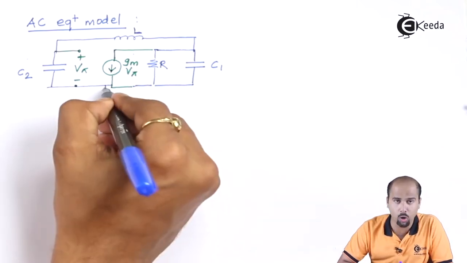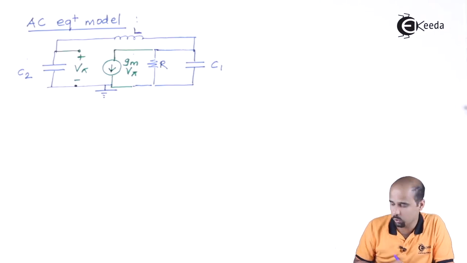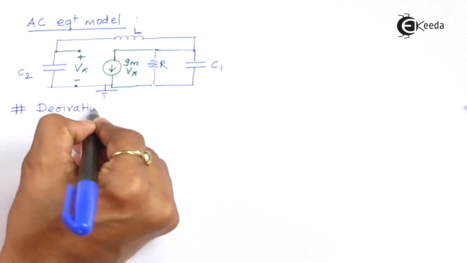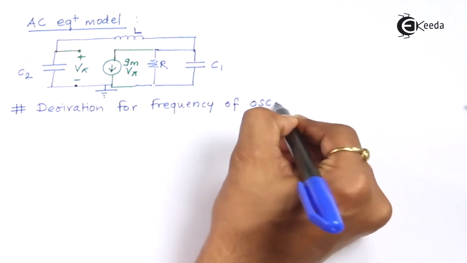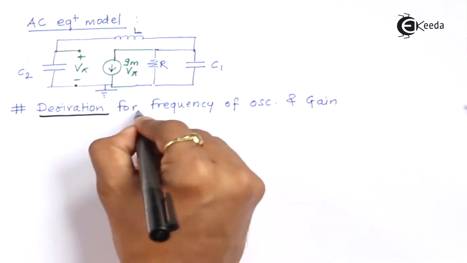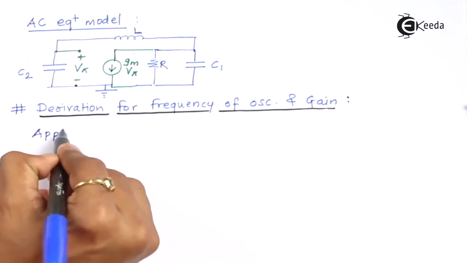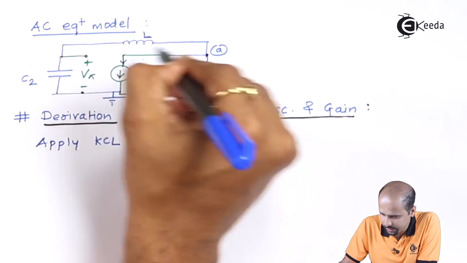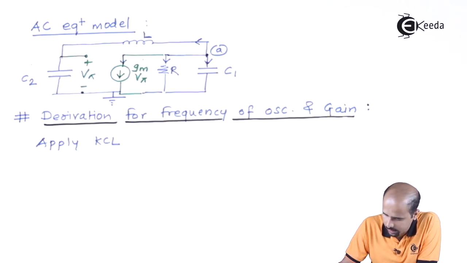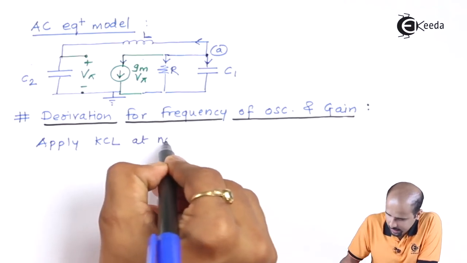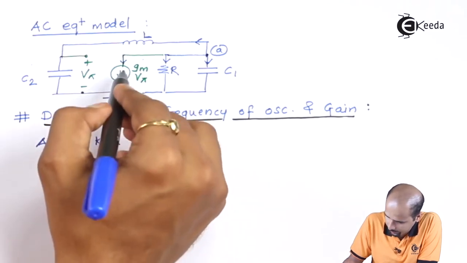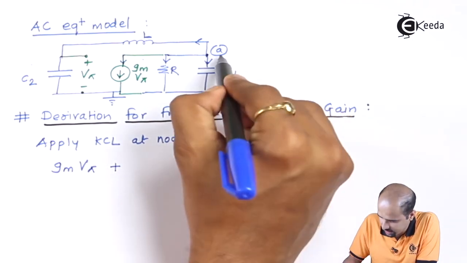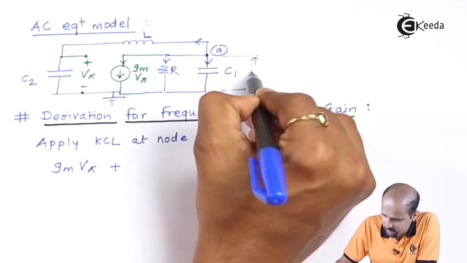Whatever AC equivalent model I have formed so far is obviously with the ground, and now I will analyze this particular circuit to get the frequency of oscillation. So the heading will be... I will say that this is node number A. Okay, so where I will be getting this current, and this current. Okay, so let us see that, apply KCL at node A. Okay, first current I'm getting, that is nothing but gm into V pi. Second current is nothing but, let's say that this is nothing but the voltage VO.